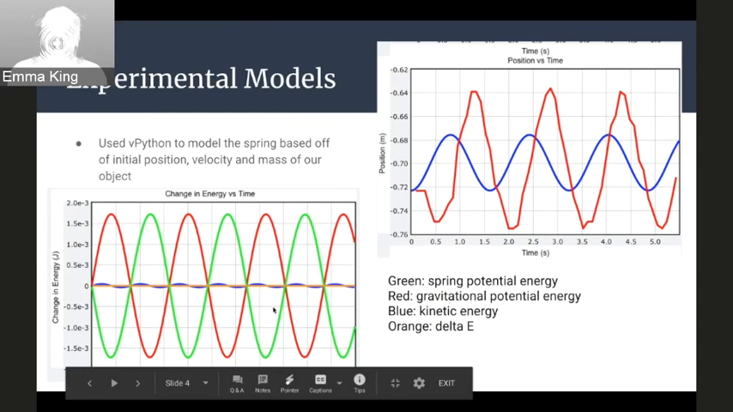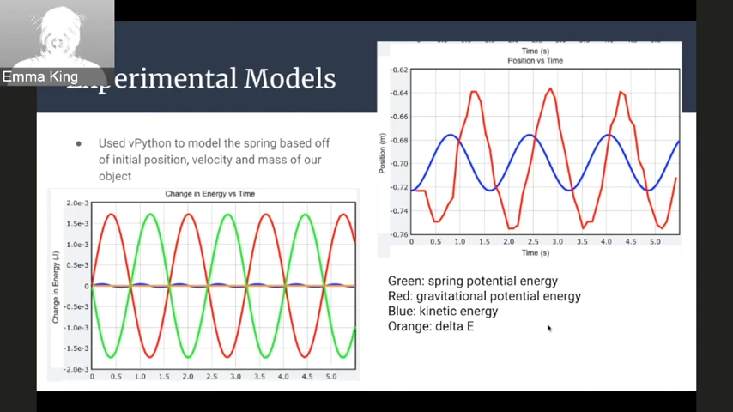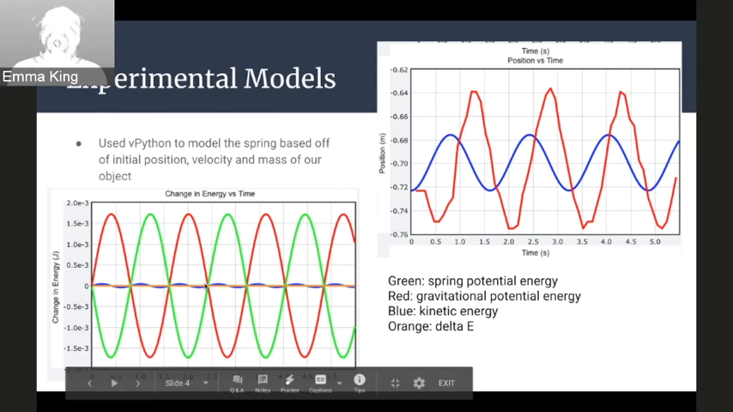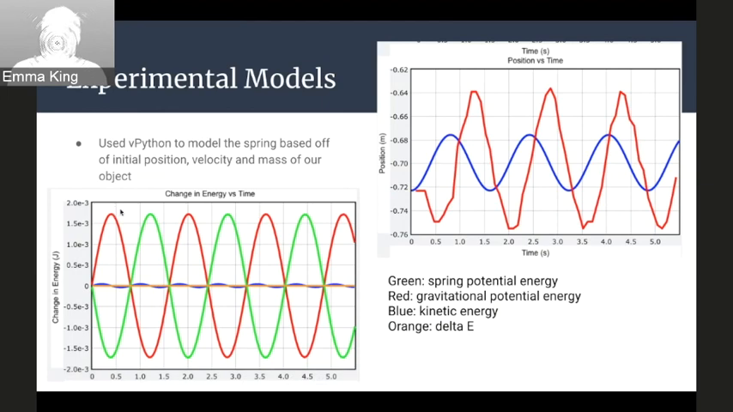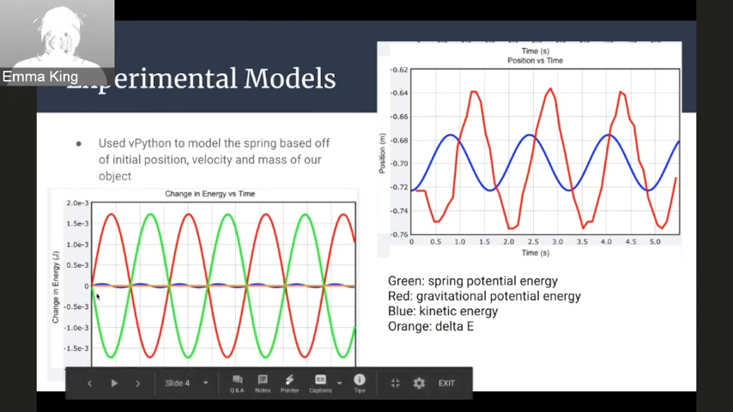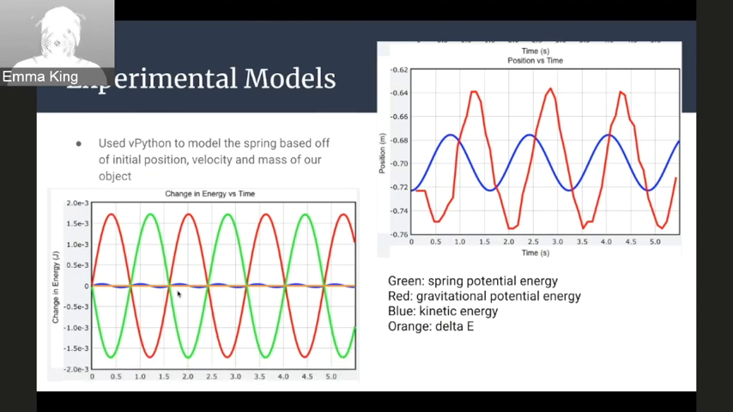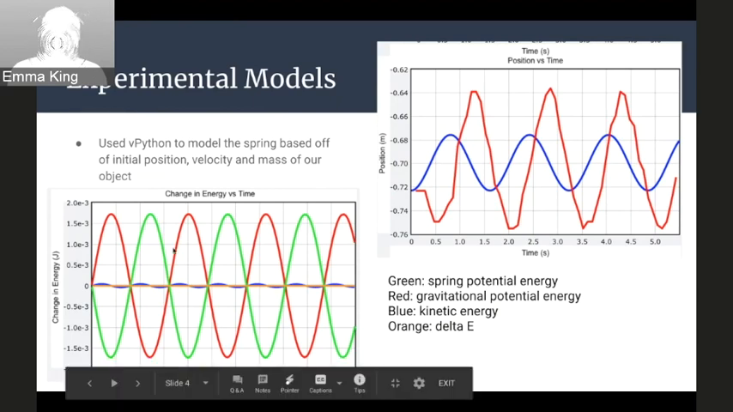And then we have our models of all the energy, the potential energy and the kinetic energy. The green is the potential energy due to the spring, the gravitational potential energy is the red line, blue is the kinetic energy, and orange is delta E. As we can see, the energy principle is satisfied because the orange line, delta E, the change in energy, is completely 0. Since this is a closed system that we're modeling, delta E is going to stay 0 the whole time because all these forces are perfectly canceling each other out.